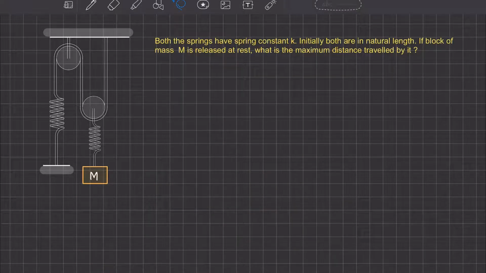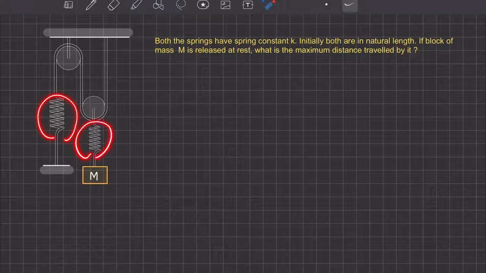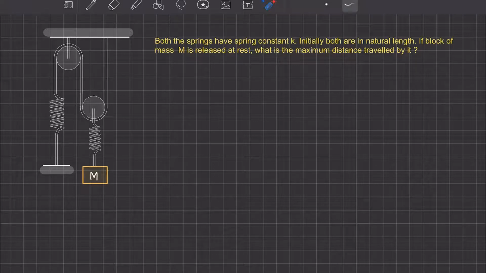Now let's look at this problem right here. So here we have a complex system in which there are two pulleys and there are two springs. And in the question it is given that both of the springs have spring constant K. And initially both of them are in natural length.